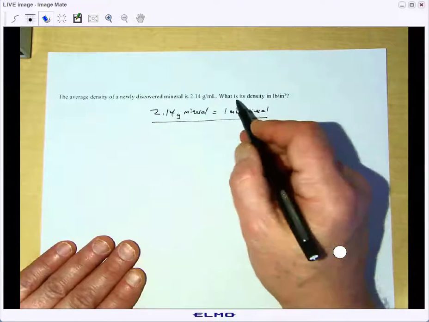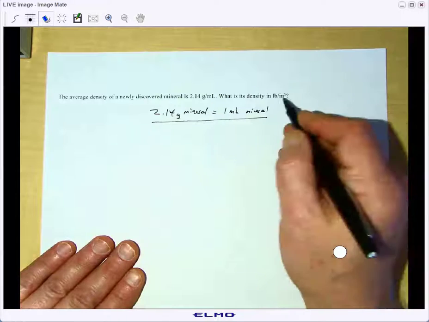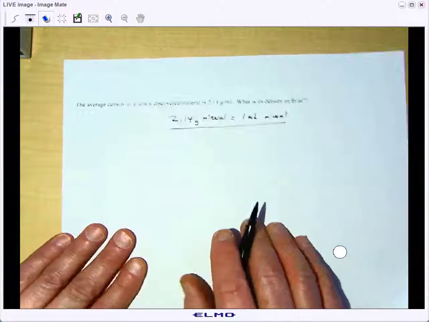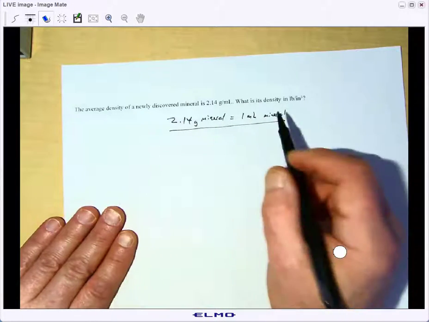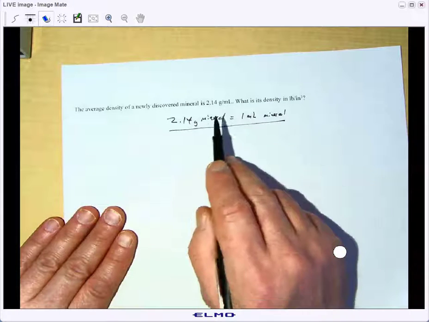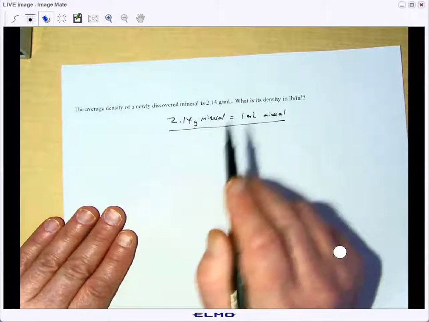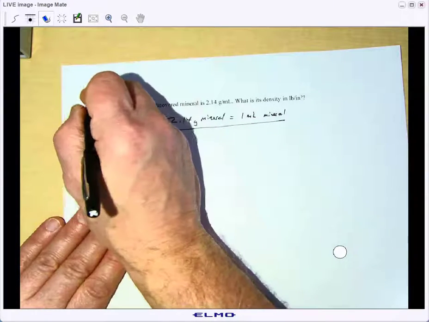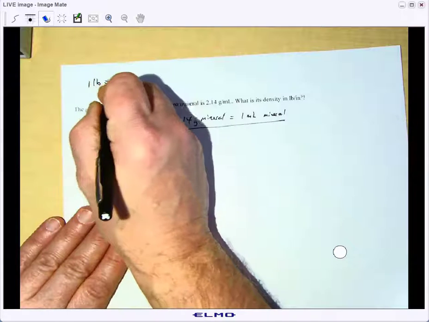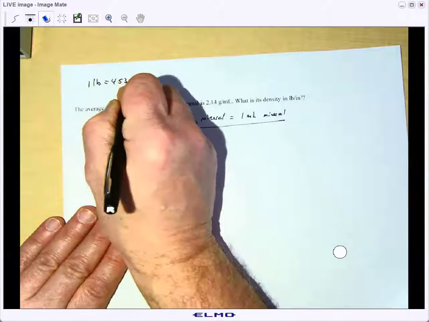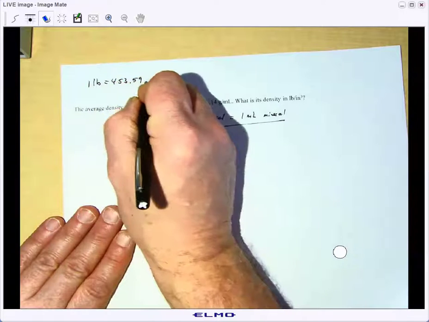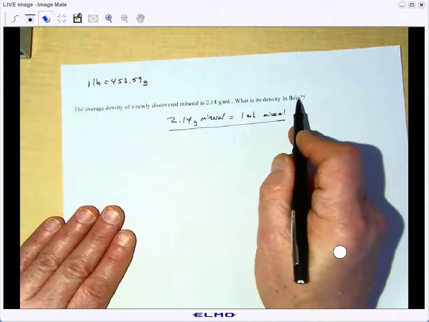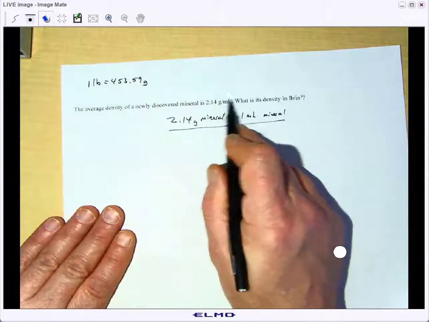Right? We want to know what's the density in pounds per cubic inch? Well, the first thing we're going to have to do is figure out what all the conversion factors are for this problem. So we know that we're going to have to go from grams to pounds. Pounds is the English measurement of mass, and grams is the metric measurement of mass. So it turns out that 1 pound is equal to 453.59 grams.